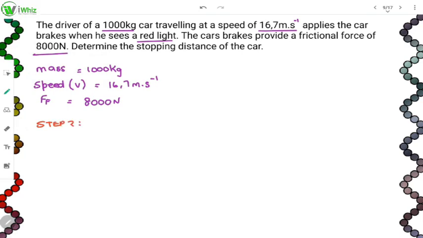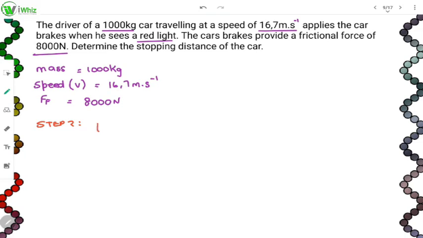Step 2 is to determine how we are going to approach the problem. What are we going to do? We want to apply the work energy theorem. We know that all the car's kinetic energy is lost to friction, and therefore the change in the car's kinetic energy is equal to the work done by the friction. So we first need to determine the car's kinetic energy at the point of braking.